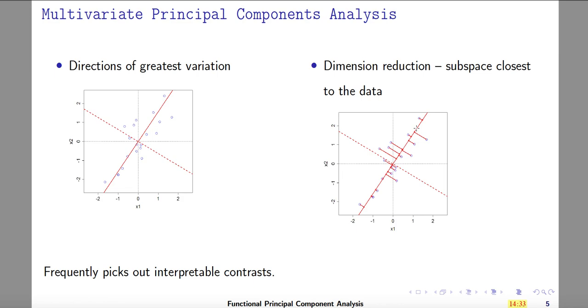This is the dimension reduction technique. You can see that when we project these circles onto the first principal component, the projected points have the largest variation. So this is the idea of principal component analysis.